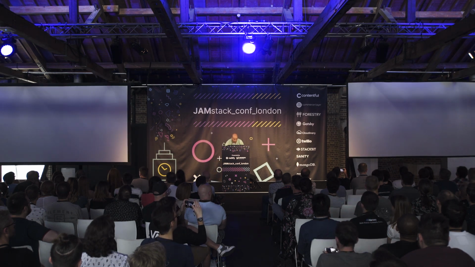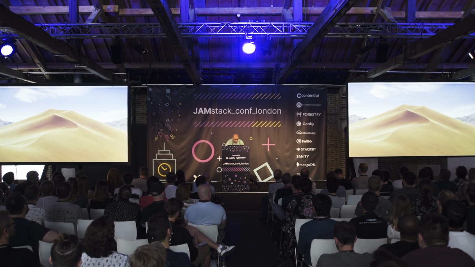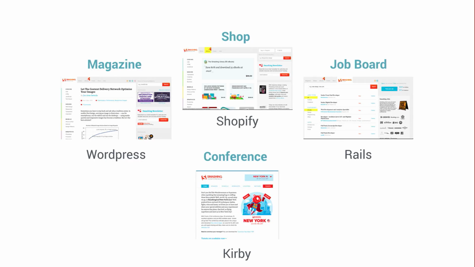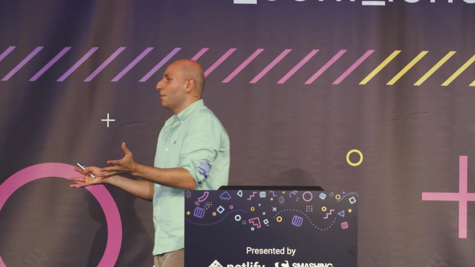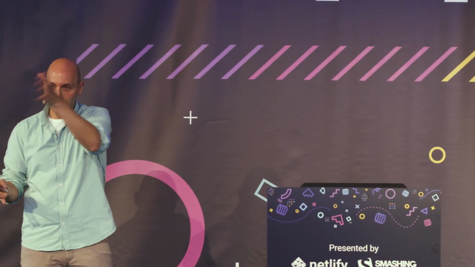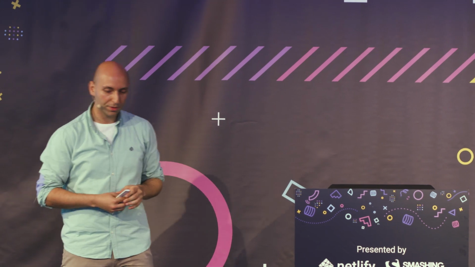I have to jump here to show another slide, because it would explain it better. We had all these platforms that we were using at the time. We're using WordPress for the magazine, Shopify for the shop, and a quite outdated thing we built years ago on Rails for the job board. We also had conferences running on Kirby, and we had to bring in membership somehow into all of this. And imagine building bridges between all of these platforms.